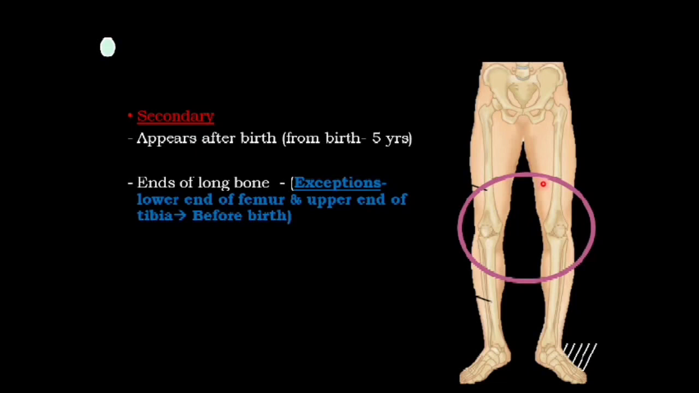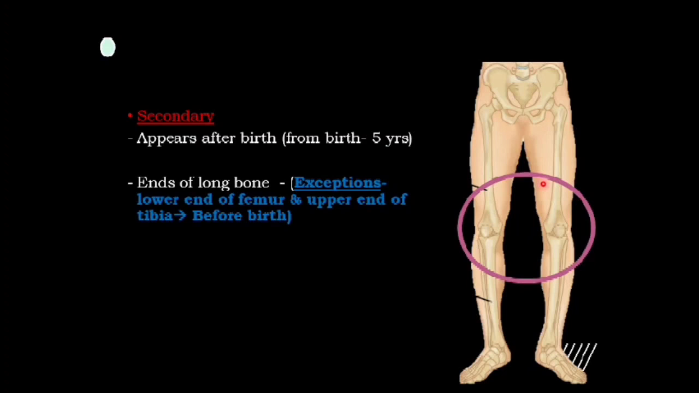Whereas the secondary ossification center appears after birth, that means from birth to approximately 5 years. And since the primary ossification center was in the shaft, here the secondary ossification center is present at the ends of long bone, that is at the epiphysis. Now here also you have got exceptions, that is the lower end of femur and the upper end of tibia, both of these ossify before birth.